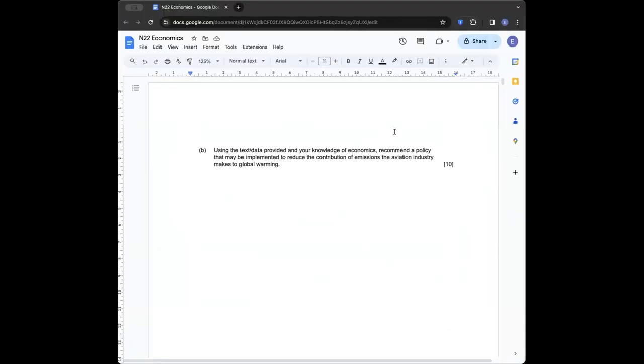Question B. Using the text data provided and your knowledge of economics, recommend a policy that may be implemented to reduce the contribution of emissions the aviation industry makes to global warming. My intro will start with a brief summary of the given industry, which is the aviation industry, and then I can present my policy recommendation. This time, I recommend the policy of imposing carbon pricing.